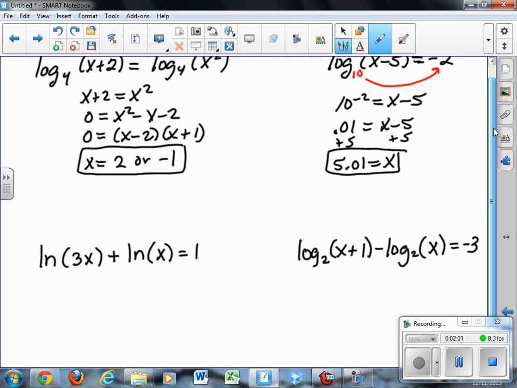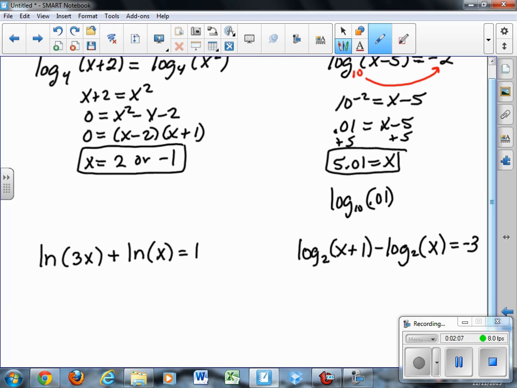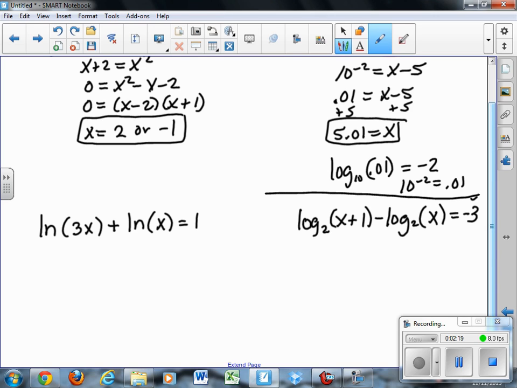And that makes sense too. Log base 10 of 0.01, which is what you get when you do 5.01 minus 5, equals negative 2. That's saying 10 to the negative 2 equals 0.01. Yep, that's 1 over 100. Makes perfect sense.